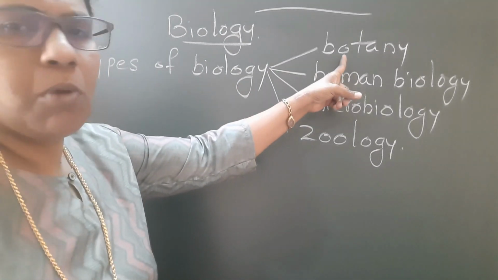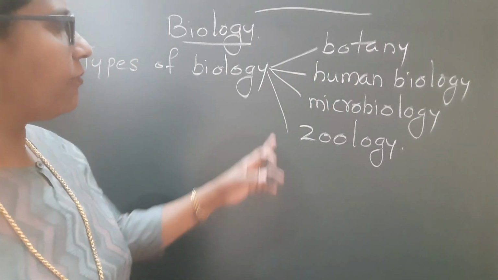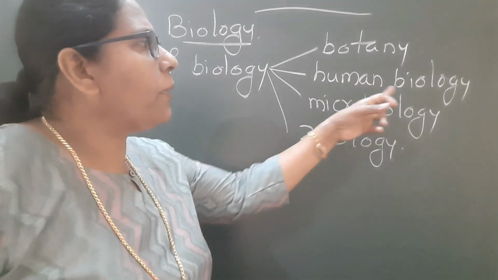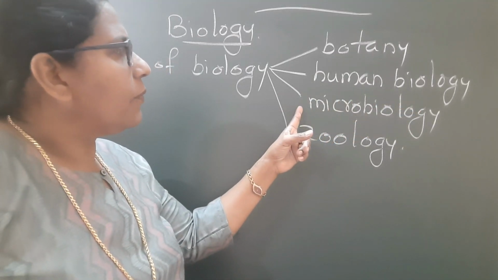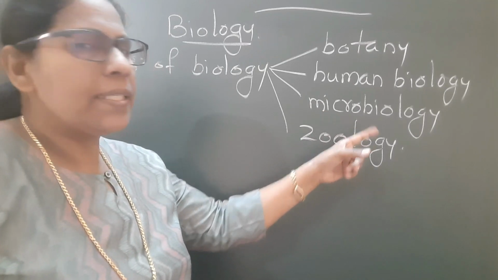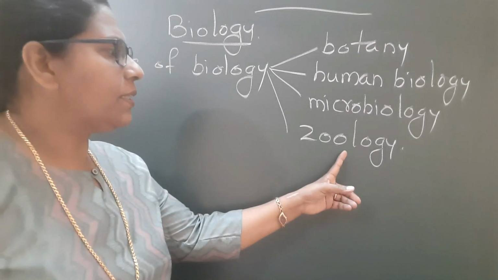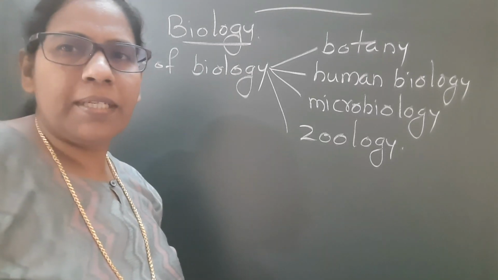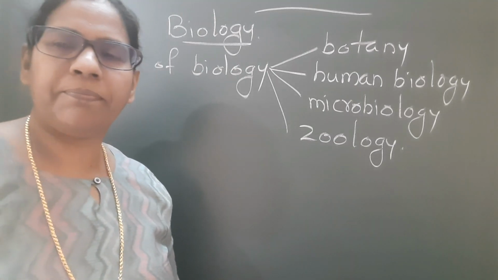First one is botany. It deals with plants and their life. Second one is human biology. It deals with human beings. Third one is microbiology. It deals with microorganisms. Then zoology. It deals with animals. These are the four types of biology.